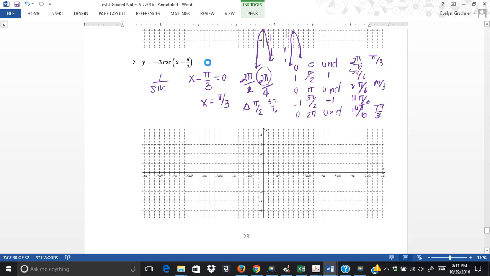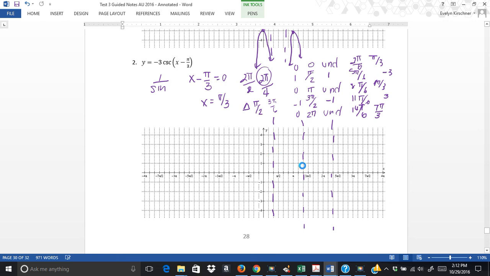So now I have to multiply by -1, so these are still undefined, but here, a -3 rather, so this is going to be a -3, and this is going to be a +3. So I'm undefined at pi over 3, I'm undefined at 4 pi over 3, which is here. And I'm undefined again at 7 pi over 3, which is here.